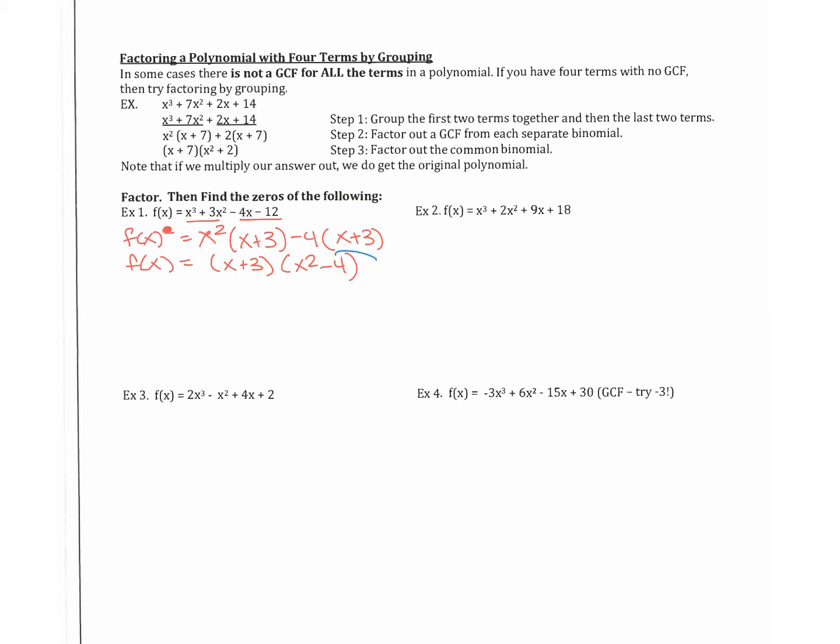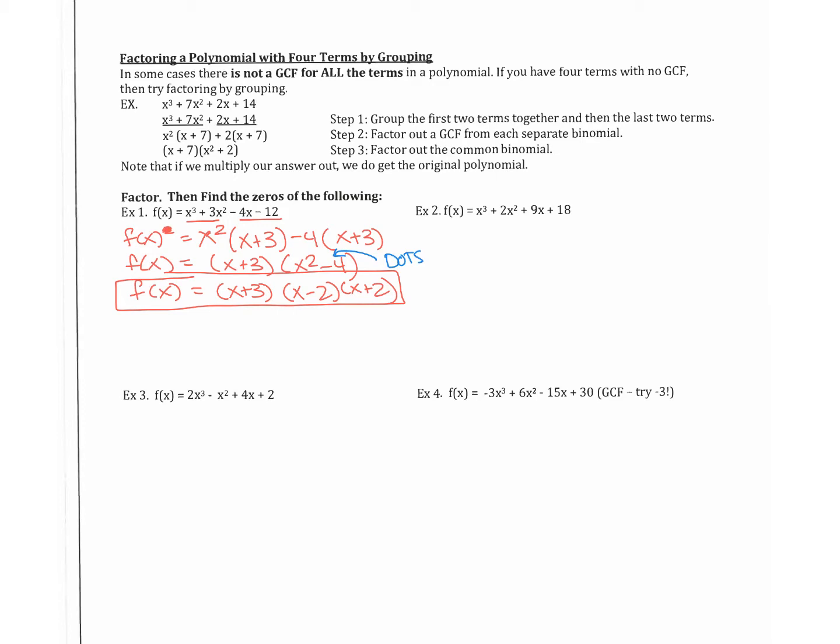This is the difference of 2 squares, from our first unit. So I have to keep factoring because x squared minus 4 is not in its most factored form. So I would get my x plus 3 times, and then x squared minus 4 factors into x minus 2 and x plus 2. If you need some help with that, please come see me. So this would be my answer for the factored form of my polynomial. This is in its most factored form.